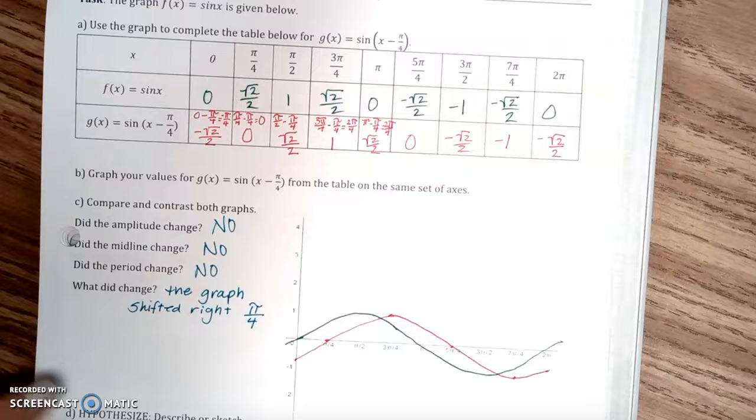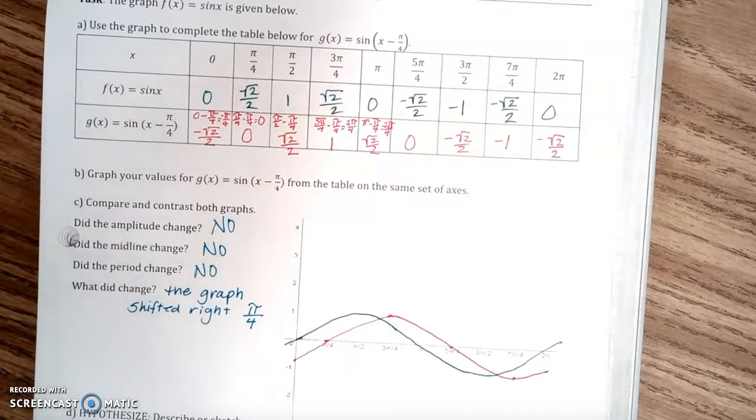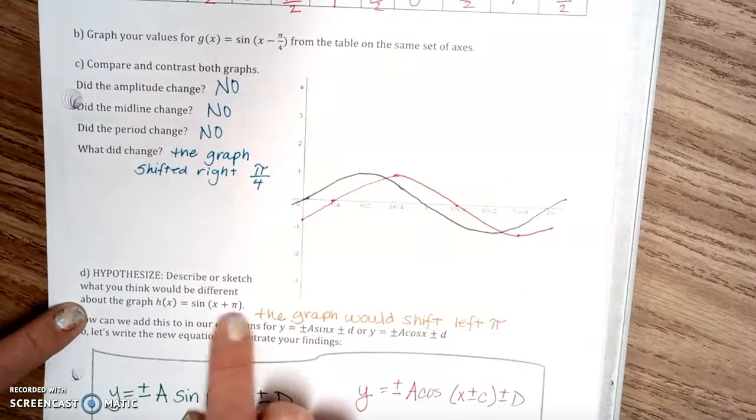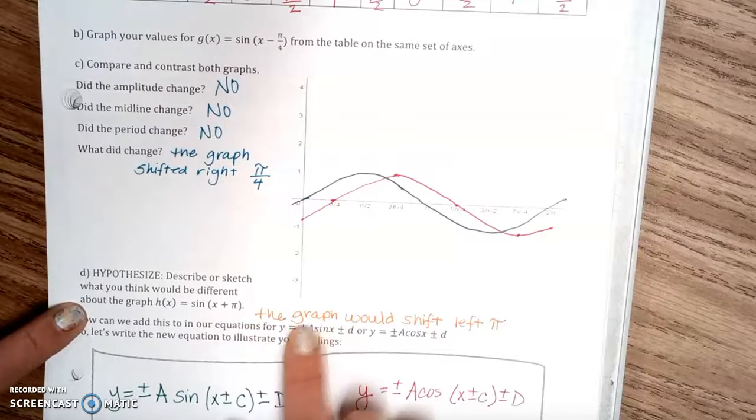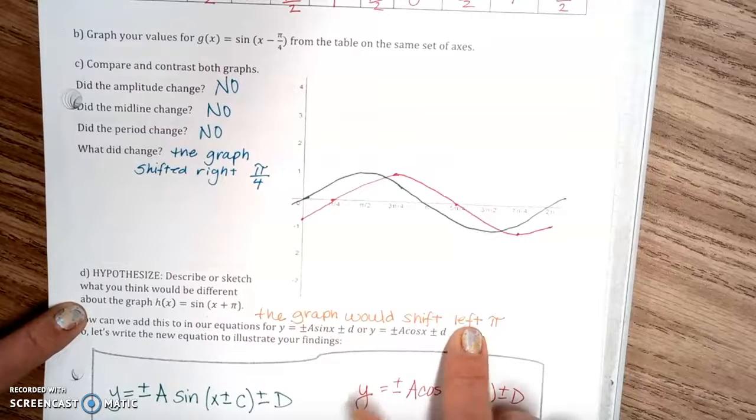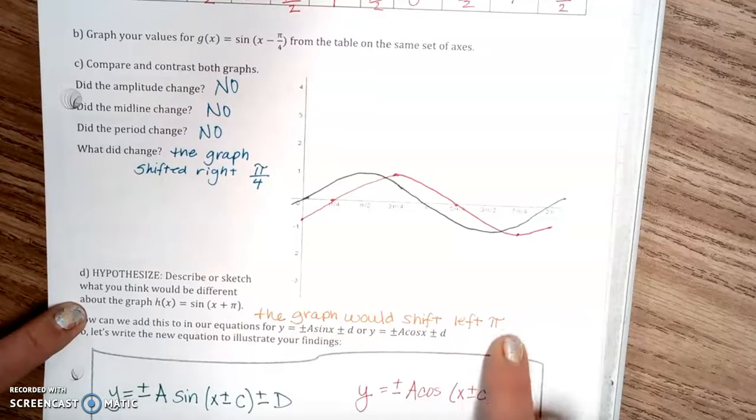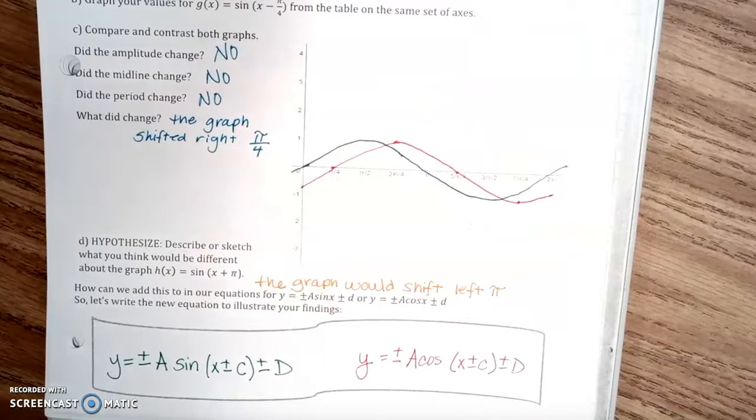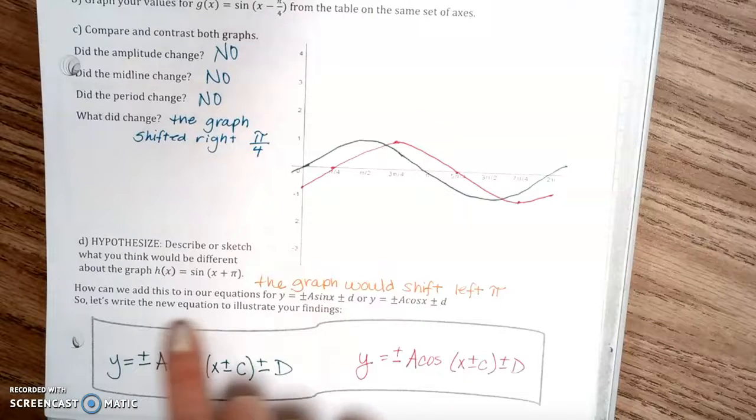Okay, so part D says hypothesize, describe, or sketch what you think would be different if you had the transformed graph of the sine of x plus pi. So that would shift it left, because we're adding here, by a full pi. Okay, so down at the bottom is our generalization. How can we add this in our equations that we looked at the other day? So let's write the new equation.